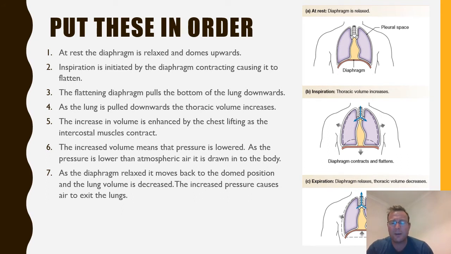thoracic volume increases. The increase in volume is enhanced by the chest lifting as the intercostal muscles contract, and the increased volume means that pressure is lowered. As the pressure is lower than atmospheric air, it is drawn into the body, but as the diaphragm relaxes, it moves back into that domed position, and the lung volume is decreased. The increased pressure causes air to exit the lungs. So that's a lovely explanation and could form the basis of a nice description for your assignments.